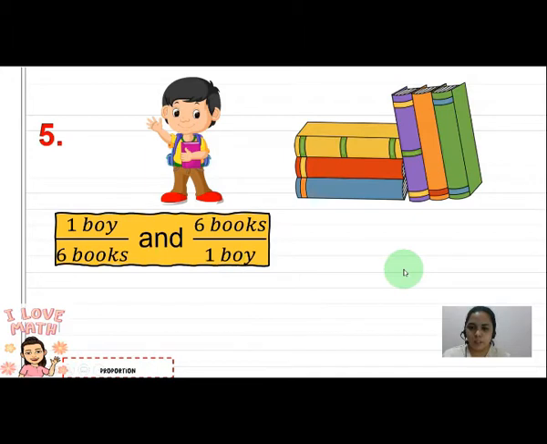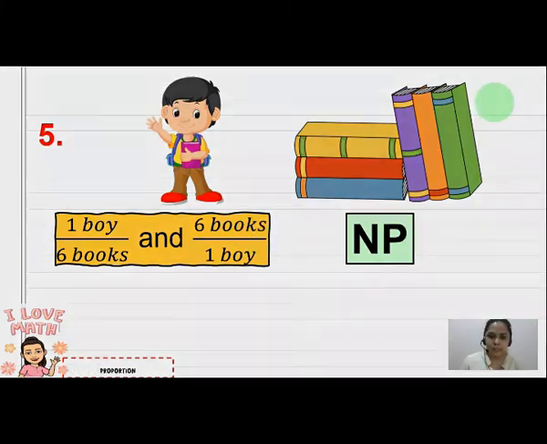So, this is not proportional. Obviously, the quantity and unit of these ratios are not the same. So, kung ilalagay natin ito in a fraction form, we will have 1 over 6. Ito naman pangalawa, we will have 6 over 1. And obviously, their units are not the same. So, yung una, boy per books tayo. Pangalawa, books per boy. So, this is not proportional.